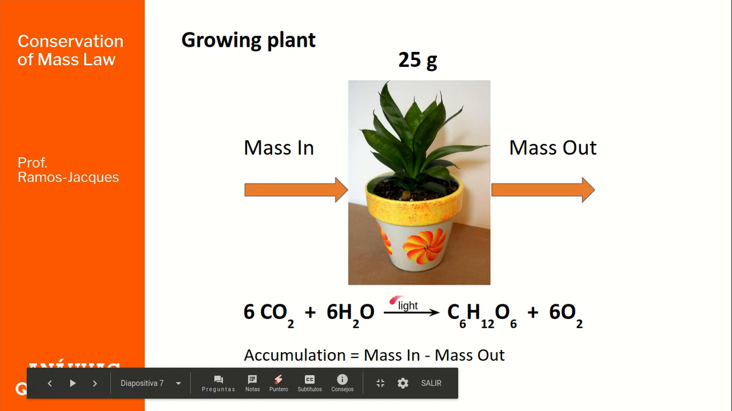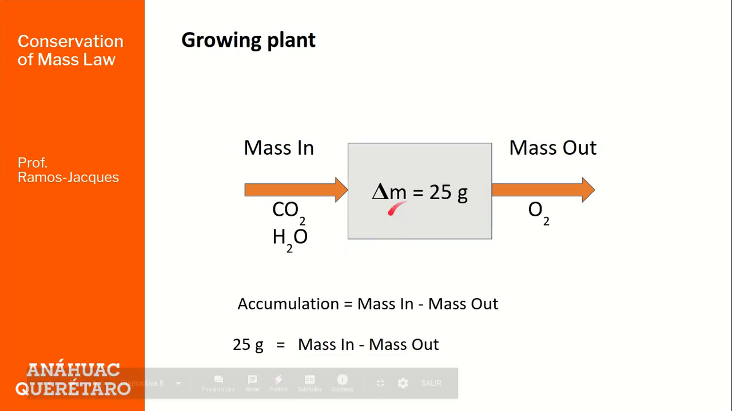We are not using the light energy because we are only studying the mass in this process. So we have here our system. A differential of mass is equal to 25 grams. Carbon dioxide and water enter our system, and we are obtaining oxygen.